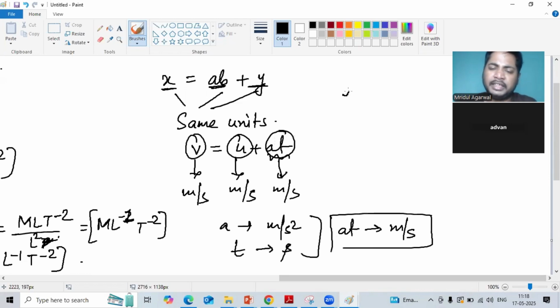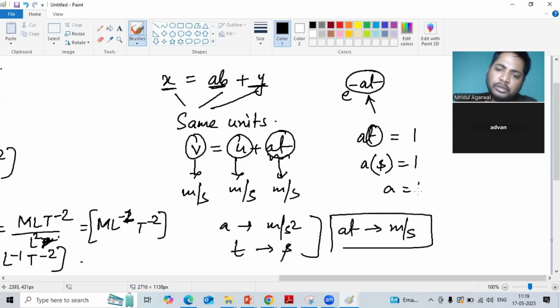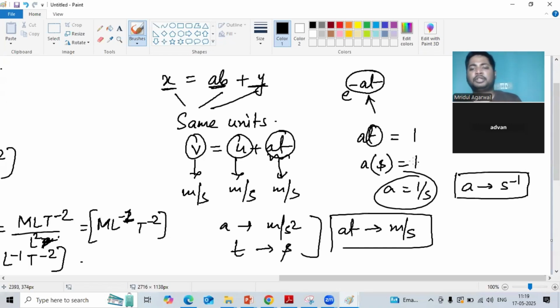So the dimensional validity is obtained over here. Similarly, if you talk about, let's say, e to the power something, e to the power minus at, then this term must have no dimension, no unit. For example, if I'm writing e to the power at, then t is given as seconds, correct? So a would be equal to 1 over second, so a is given as second minus 1. So remember that the dimensional validity of an equation must hold true. Then only we can solve for the physical quantities.